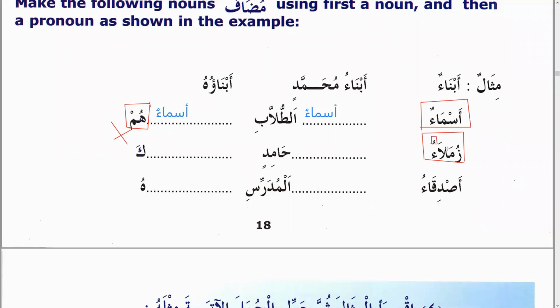Why won't it take tanween? That's another story, because it's mamnu min as-sarf, which we'll learn in the last lesson of book 1, inshallah. So it doesn't really matter. Zumalau, we take just the same word. Zumalau Hamidin, the classmates of Hamid, and this will be Zumala'uka, your classmates. Zamil, plural is Zumala, classmates. Asdiqa'u, friends. This pattern also doesn't take tanween. Asdiqa'u al mudarrisi, the friends of the teacher, and his friends, asdiqa'uhu.